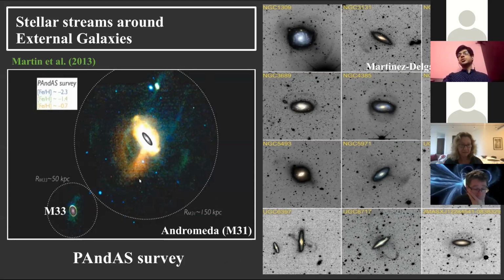And this is the case of Andromeda. Then there are several external galaxies as well, around which you can see these streams surrounding these halos. So we have quite a lot of evidence that Milky Way mass galaxies indeed undergo this hierarchical formation process, and that is how the halos form.